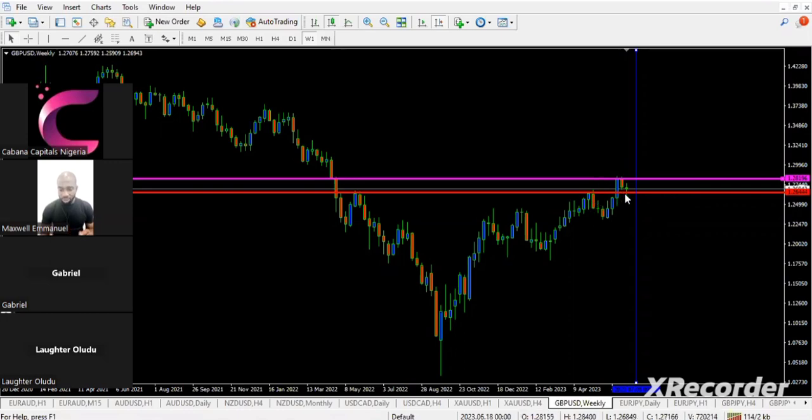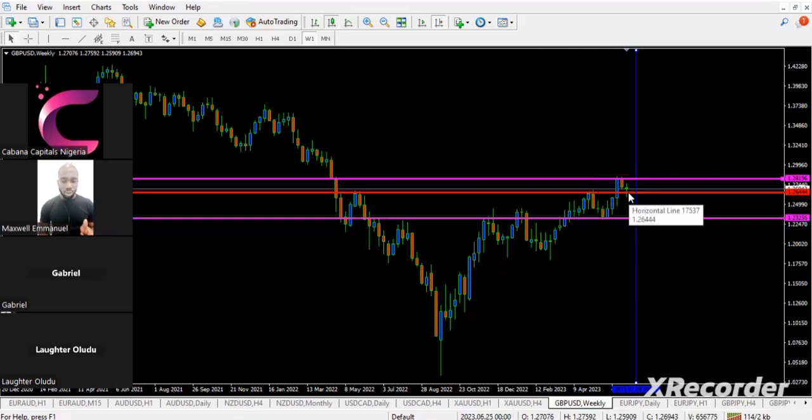Another thing we need to consider here, you could see that the rejection we experienced last week on GU was a result of this previous resistance. You can see it's resistance, not support. That's the reason for the rejection we experienced last week. So if this support is broken, with a 4-hour candle closing below this support, we should expect GBP USD to drop to this next support.